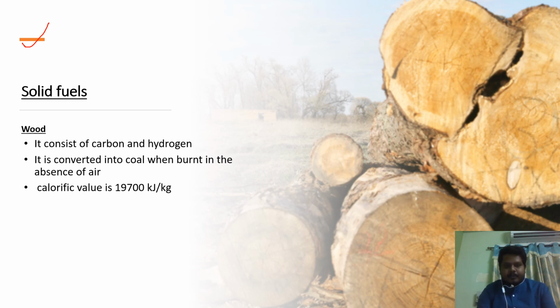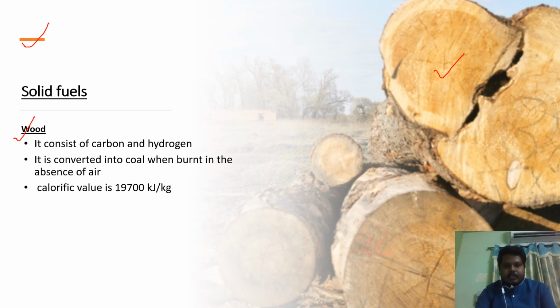Several types of solid fuels are available, but let us discuss some important solid fuels which are generally used in industries. The first one is wood. You can see it in this figure. This is the wood. It consists of carbon and hydrogen. It can be converted into coal when it is burned in the absence of air.